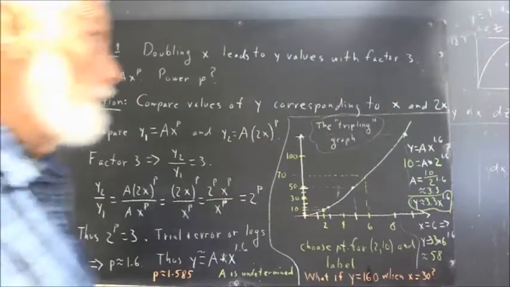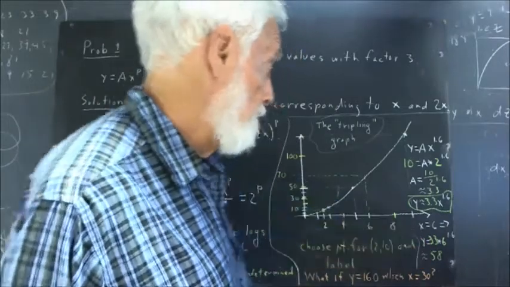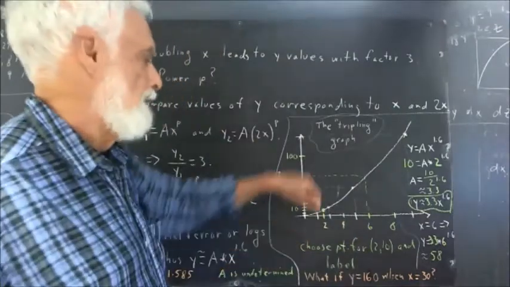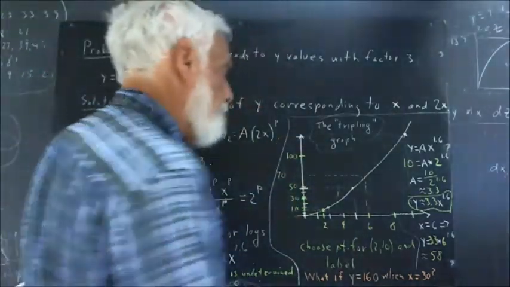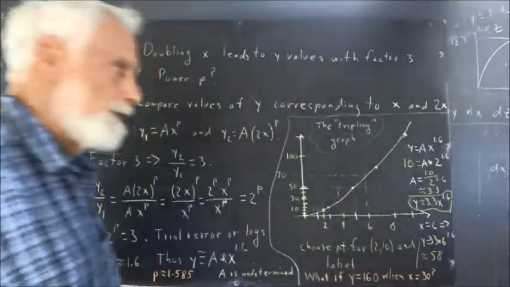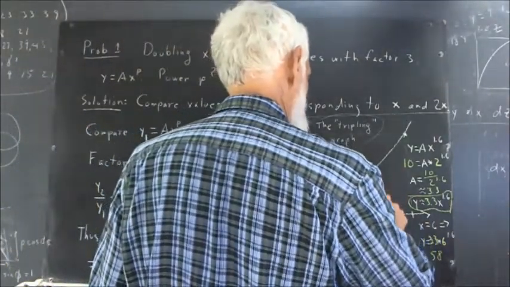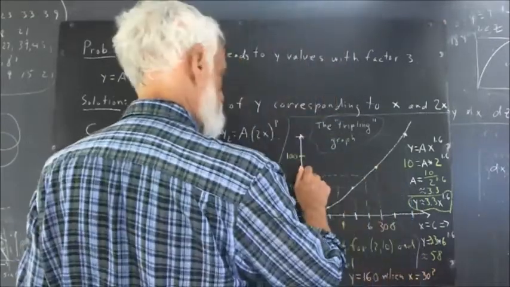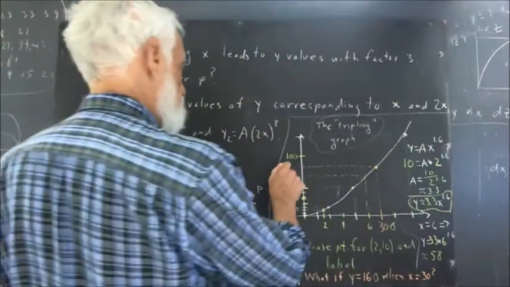Now we could relabel the same graph for a different situation. What if y is 160 when x equals 30? Well, then I can't pick my very favorite point in the graph. I'm going to have to pick my second favorite point. And my second favorite point is over here. And I'm going to label this in a different color. Okay, x is 30. I could have picked any point on the graph, and I picked that one. So x is 30, and y is 160.